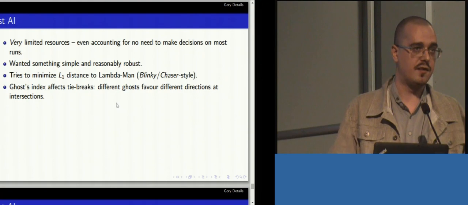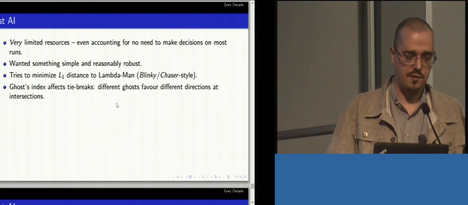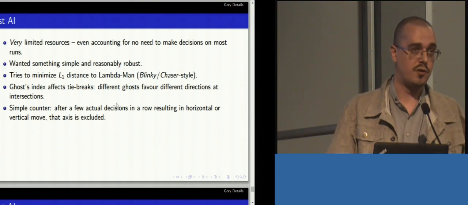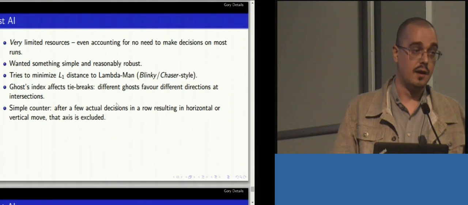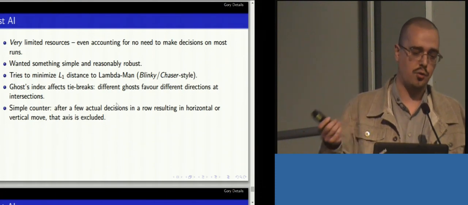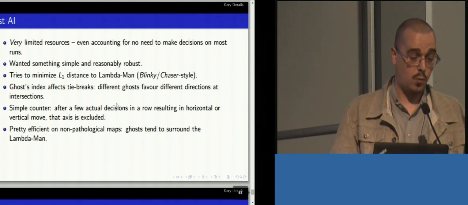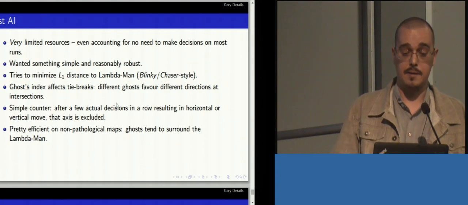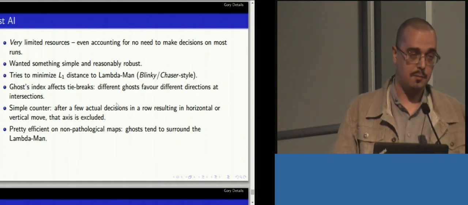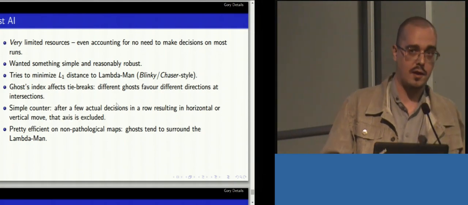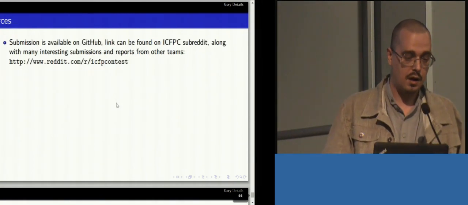The ghost index affects the tie breaks in some cases, so different ghosts tend to go in different directions at the intersections. And there's also a simple algorithm that helps the ghost to get out of dead ends and places like the central enclosure on the central map. It's also quite a problem for the generic algorithm. Once again, the end result seems to be quite efficient on many maps, and the ghosts tend to surround the lambda man, leaving him no chance of killing them. So I'm not really sure how this matches against other contestants, apparently fairly well.